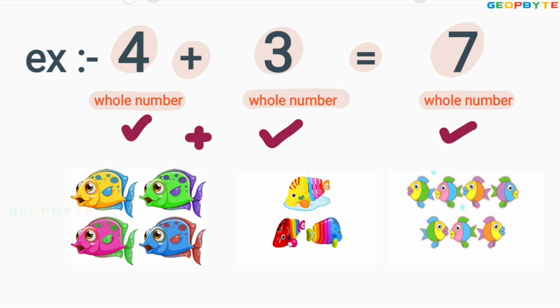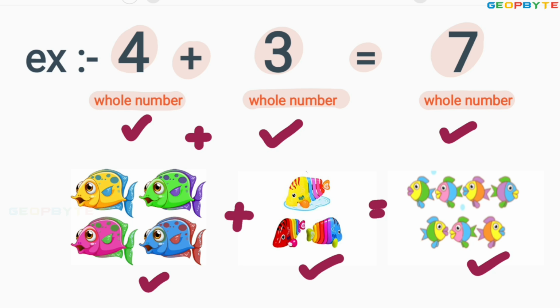Look at the screen. There are 4 fishes. I am adding those 4 fishes to the 3 fishes. I am getting 7 fishes. You know 4 is a whole number, 3 is a whole number, 7 is also a whole number. It means the sum of the two whole numbers is also a whole number. Therefore, the whole number is said to be closed under addition.